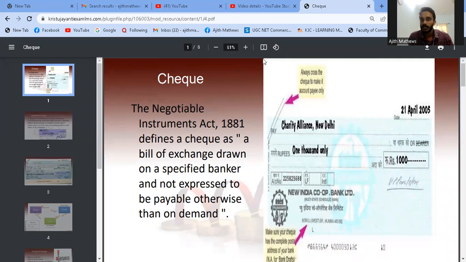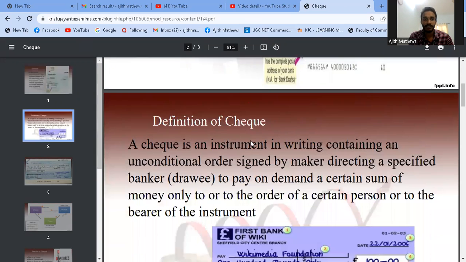As per the Negotiable Instruments Act 1881, a check is defined as a bill of exchange drawn on a specified banker and not expressed to be payable otherwise than on demand. You know the characteristics of a check, right? Whenever we present the check at the counter of a bank, we are paid. So a check is always payable on demand, and it's a kind of negotiable instrument also. We will go into detail.